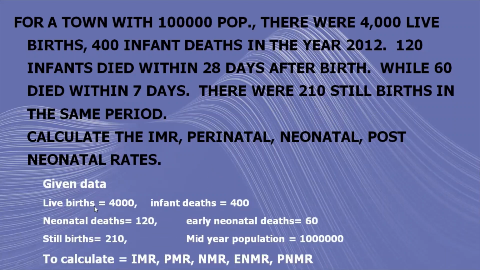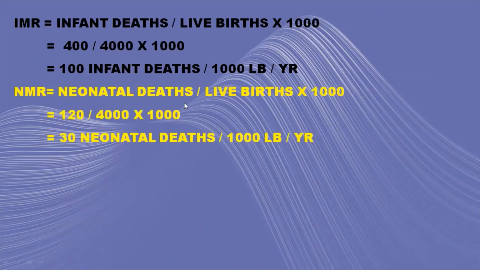So we need to write down the given data: live births 4,000, infant deaths are 400, neonatal deaths are 120, early neonatal deaths are 60. So you have to label them here. Then still births are 210 and median population is the 10 lakhs. So we have to calculate. So write down the formula: IMR is equal to infant deaths divided by live births into 1,000. So 400 infant deaths are there, 4,000 live births are there into 1,000. So it is 100 infant deaths.